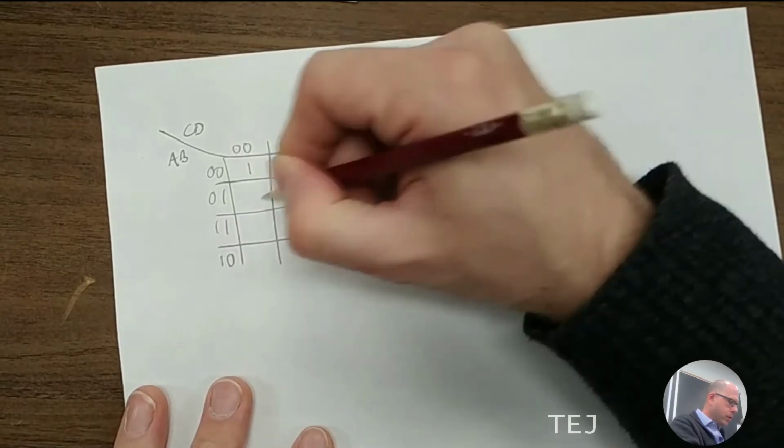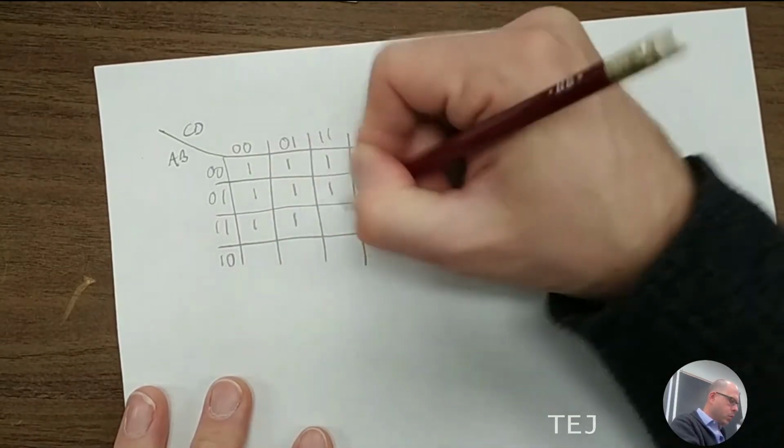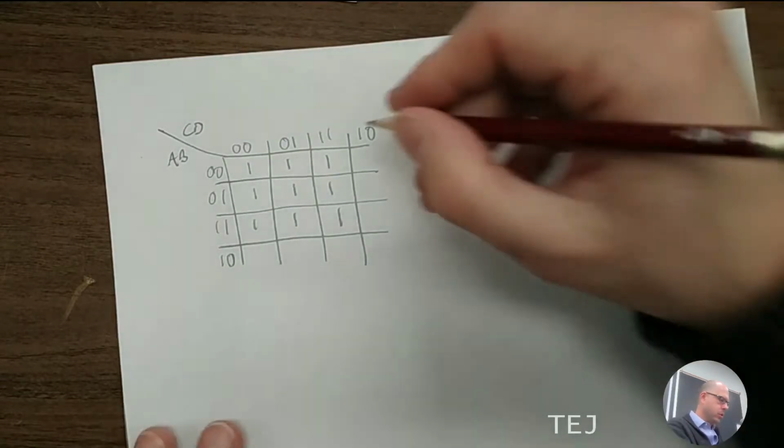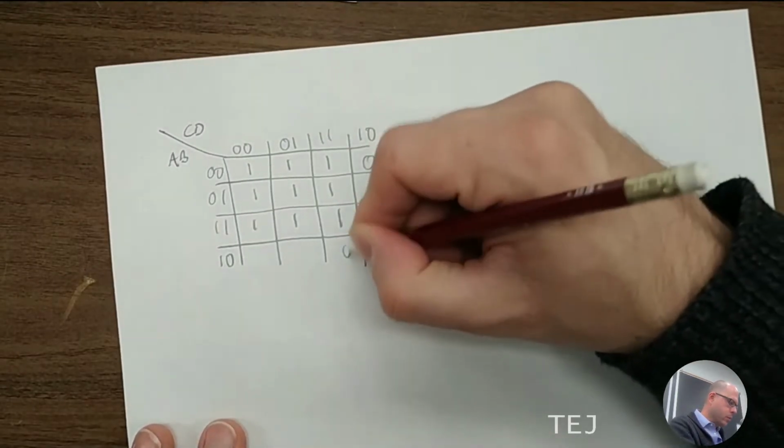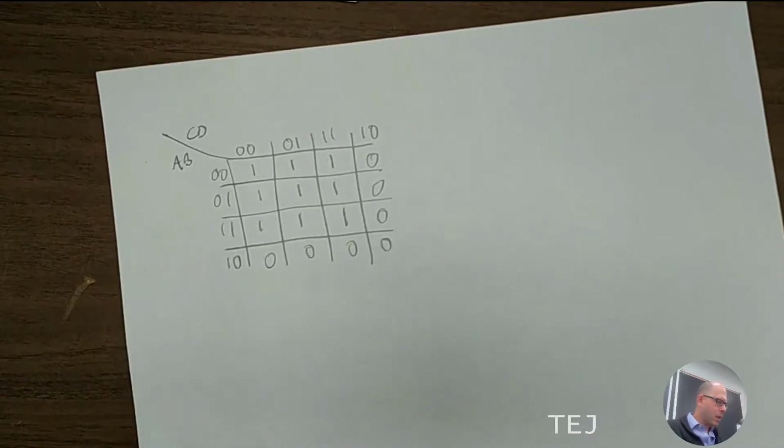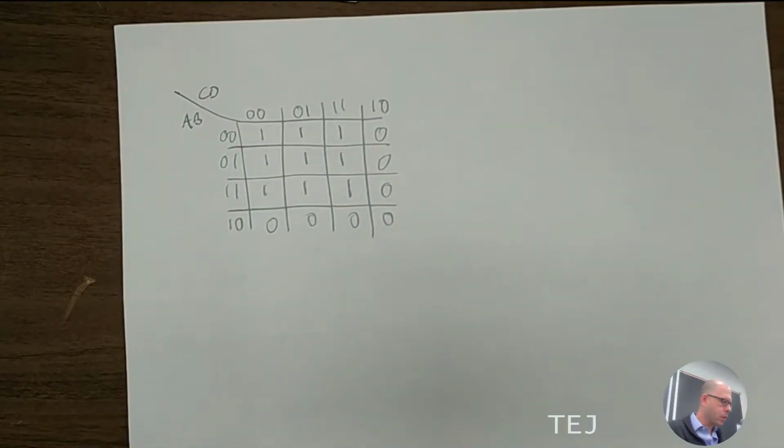So here's what I wanted to show you. Let's say that we had ones in all of these locations. So then we have zeros everywhere else. So how do we come up with the groupings? This is what this problem's all about.